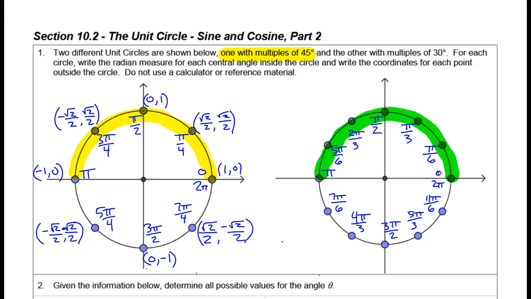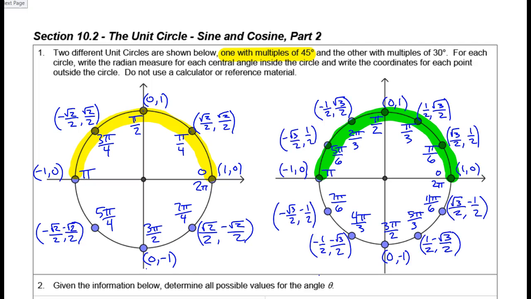So what I want you to do now is pause the video. Fill in all the x and y coordinates for these points and then check your work. Okay, folks, check your work there. Hopefully you have the same x and y coordinates that I do for the unit circle split into multiples of 30 degrees or pi over 6.